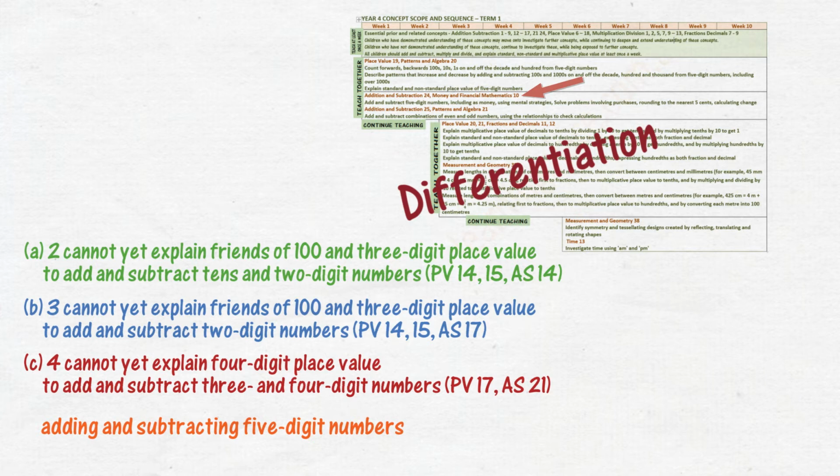All students can engage in the explicit teaching segment of the lesson that includes A, friends of 100 and 3-digit place value to add and subtract tens and 2-digit numbers. B, friends of 100 and 3-digit place value to add and subtract 2-digit numbers. And C, 4-digit place value to add and subtract 3 and 4-digit numbers, and adding and subtracting 5-digit numbers. What does differentiation using these sample levels of understanding look like?